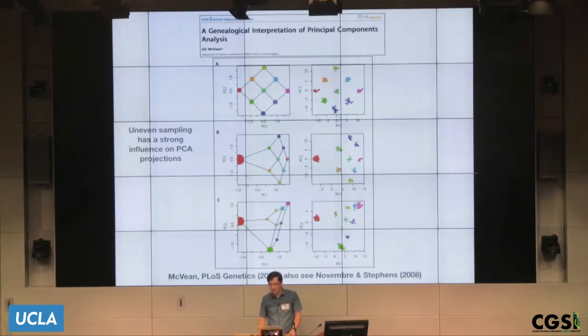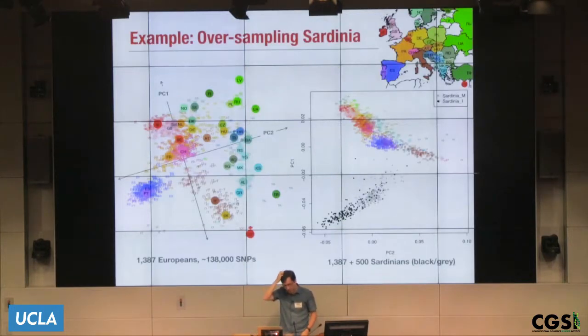An empirical example of this, I can show from some of my own work. This is a PCA of populations from across Europe that has this geographic map-like quality of mirroring the geography of Europe. But if we pump in 500 Sardinian individuals, which I've done in here, and add it to the dataset, rerun PCA, I get this completely distorted picture.